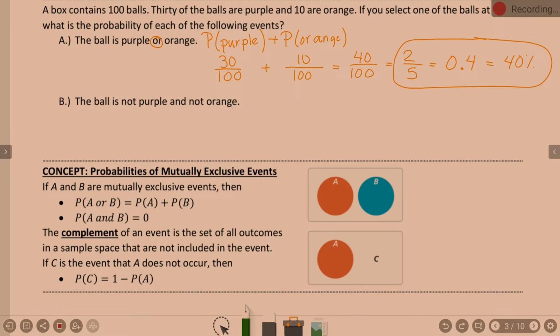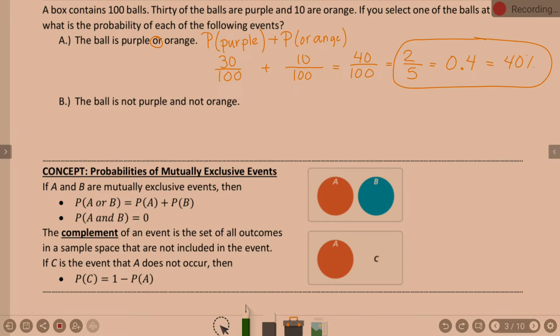The ball is not purple and not orange. 60. How'd you get that so quickly? I subtracted 100 by 40. Okay. Easiest version, it was 40%, right?